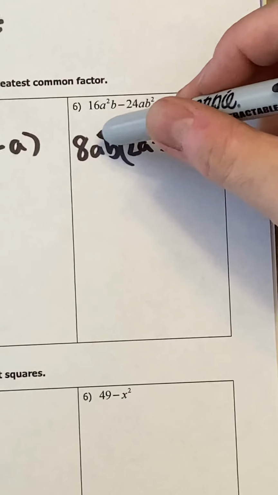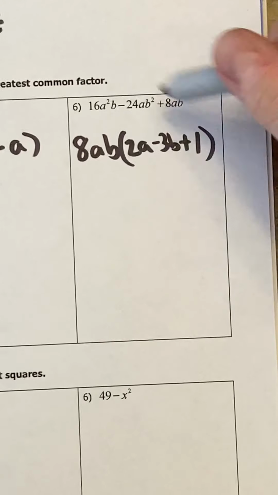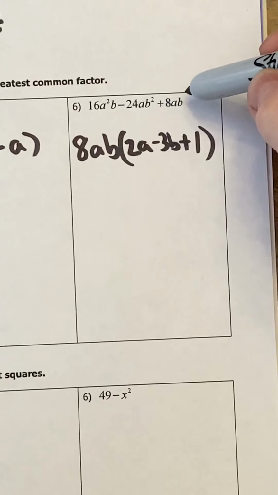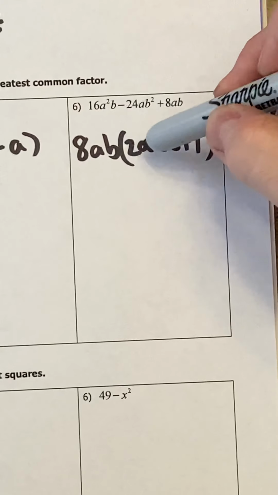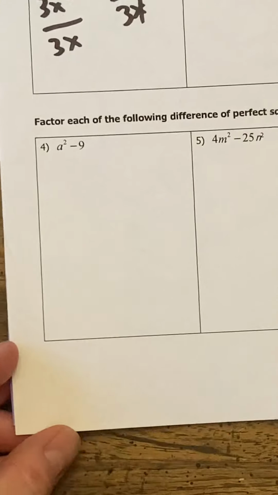So you have 8ab is the greatest common factor, and in parentheses there are going to be 3 terms in the answer, just like there were 3 terms in the original problem. So you're going to have 3 terms here, 2a minus 3b plus 1. Okay, let's take a look at the next kind of problem.